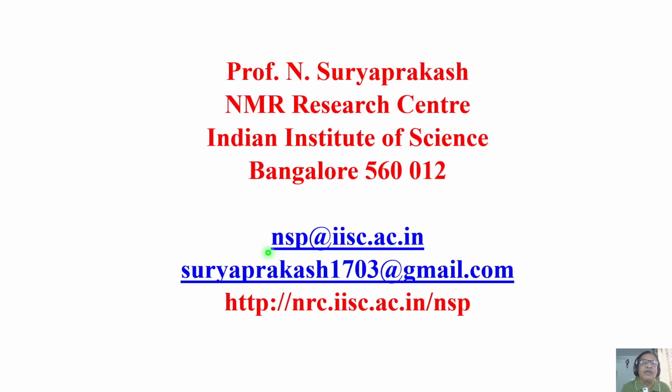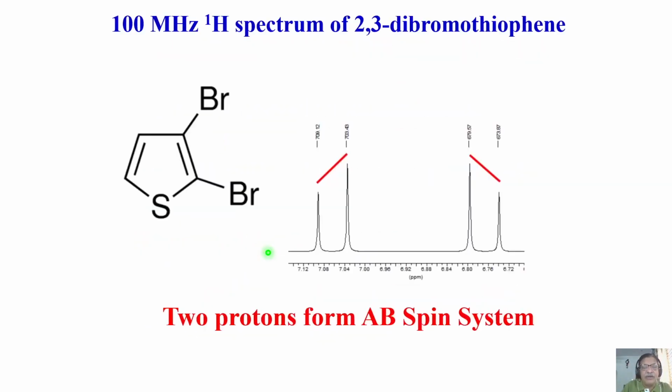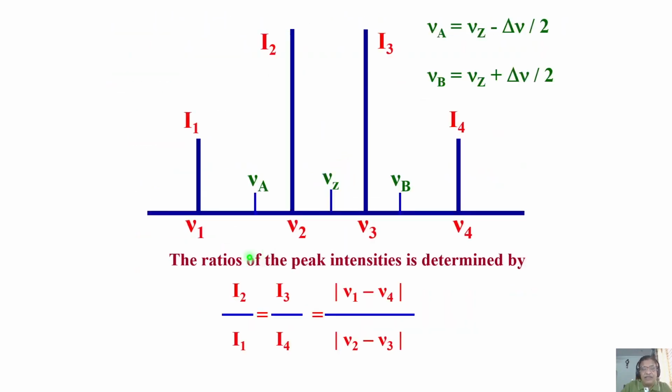I also told you how to calculate the intensity ratio. I2 by I1 is nothing but the ratio of the separation of the outer transitions to that of the inner transitions, which I worked out. I showed you clearly what is going to happen. For example, in a situation like this, I2 by I1 is the ratio from the inner line to the outer line. It is the frequency separation between the two outer lines divided by the frequency separation between the two inner lines.